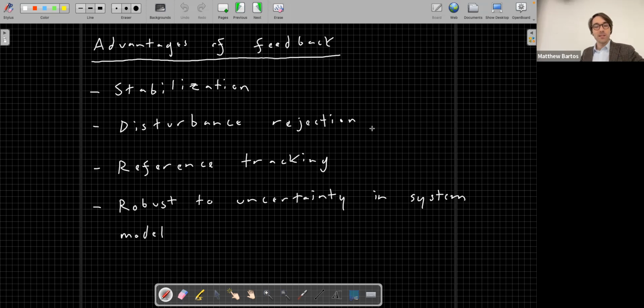And finally, one really interesting aspect of feedback control is that it's robust to uncertainty in the system model. This is a really important aspect of feedback control. In particular, this means that you don't need to precisely know your model of the system to get good performance. If you use feedback, even if you don't exactly know all the parameters that characterize your system, it tends to perform very well because you can design that closed loop transfer function to have the dynamics that you want.